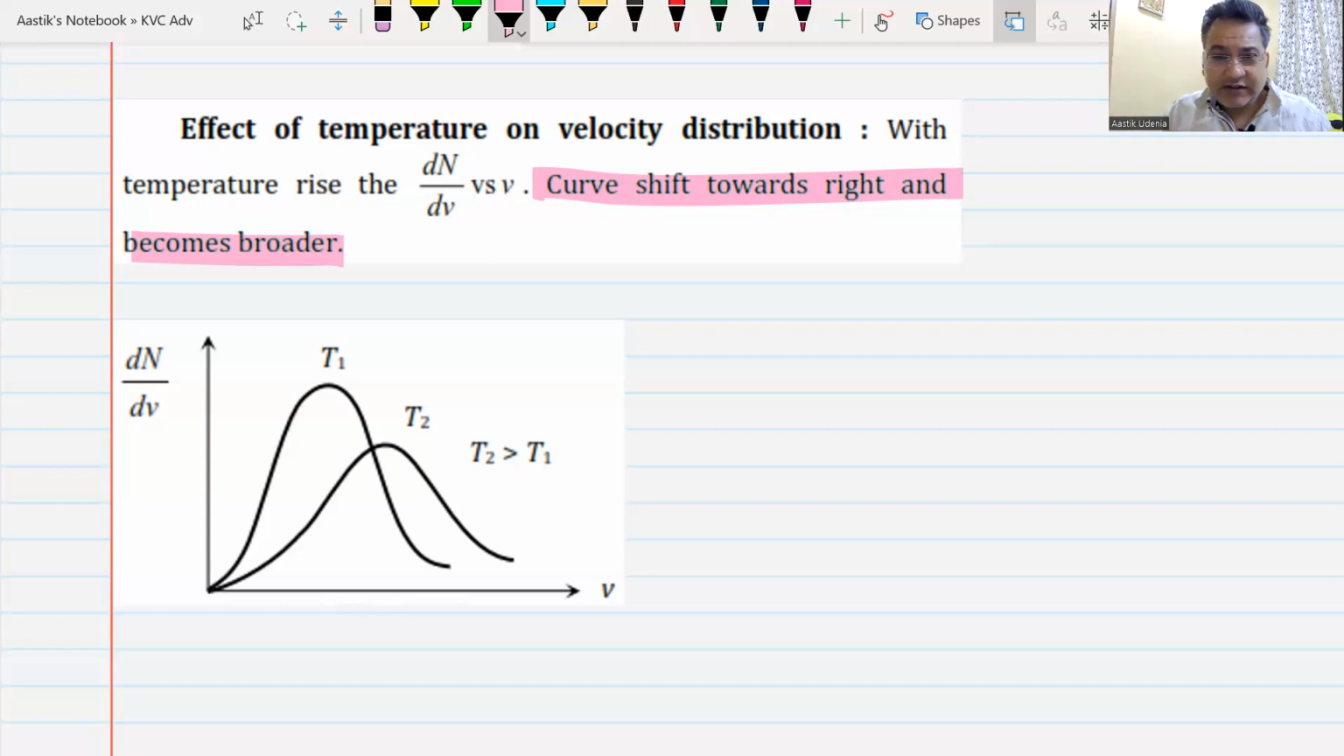It will shift toward the right. So all the velocities are increasing. Do we understand this? VRMS is increasing, V average is increasing, and V most probable is also increasing. I hope we understand this. Yes or no? Okay, I'll give you 2 minutes to note this down.